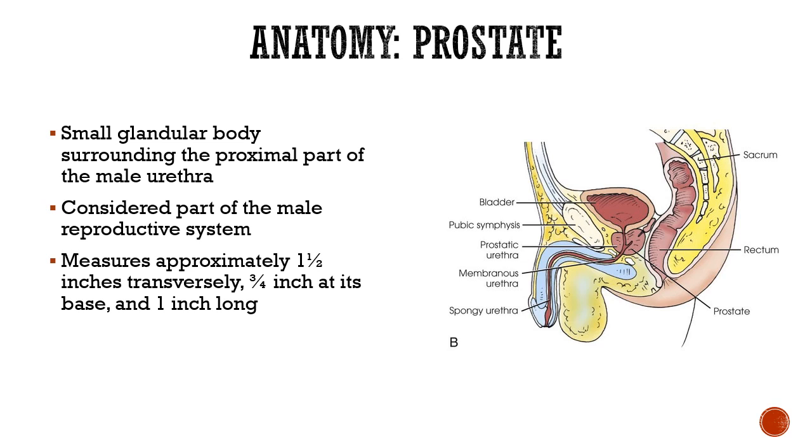The small glandular body surrounding the proximal part of the male urethra is called the prostate. It is considered part of the male reproductive system. It measures approximately 1.5 inches transversely, 3/4 inch at its base, and 1 inch long.